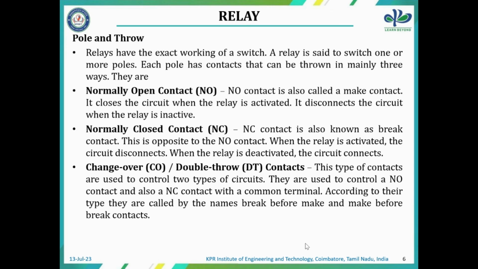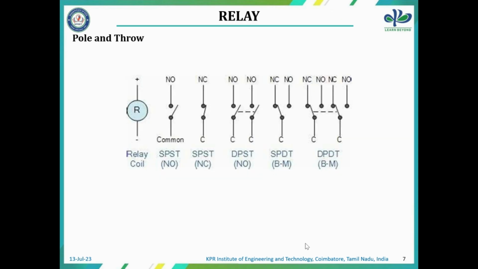A normally closed contact is normally closed, and it is known as a breaking contact. So an NO contact is normally a making contact, and an NC contact is normally a breaking contact. That is what it possesses. So for an NC contact, when the relay is activated, the circuit disconnects, and when the relay is deactivated, the circuit connects. The changeover or double throw contacts come in many types, which we will see in later slides.